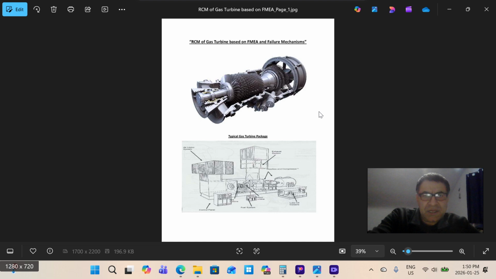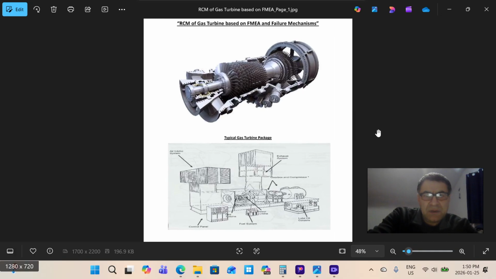As you can see, this is a picture of the gas turbine, and this is the typical gas turbine package. We have an exhaust system, air intake system to gas turbine, control panel, fuel system, power turbine, lube oil system and console, gearbox, and compressor. We are going to review the FMEA component by component for the major components of the gas turbine.